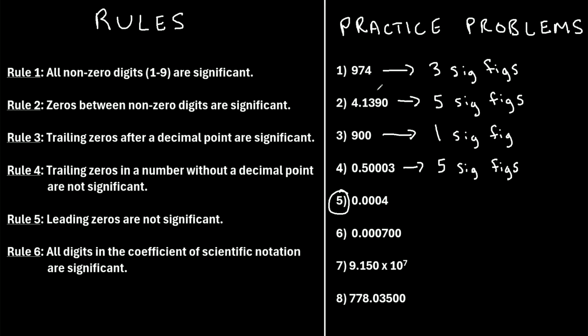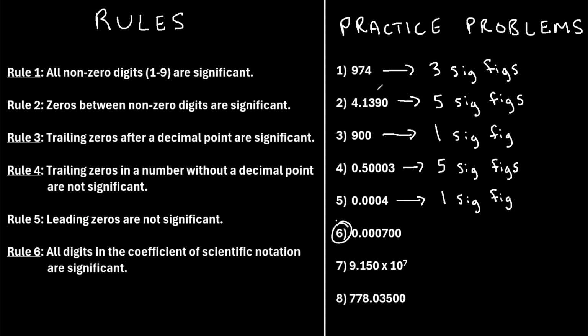All right, now let's check out example number 5. We have 0.0004. So we know that the 4 is significant because it's non-zero. What about all of these leading zeros though? Well, if we refer to rule number 5, this tells us leading zeros are not significant. So none of these leading zeros, these zeros that start at the beginning of the number, are significant. So in this case, this number only has 1 significant figure. It's the 4. So let's write that down.